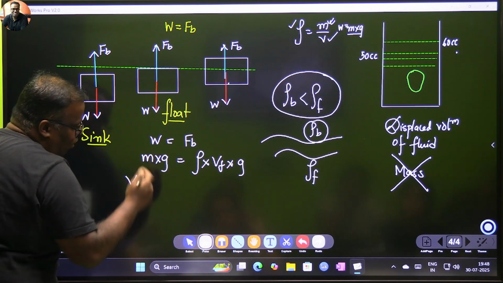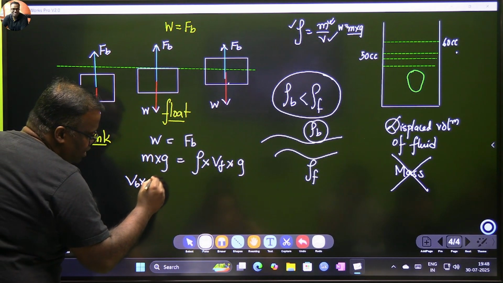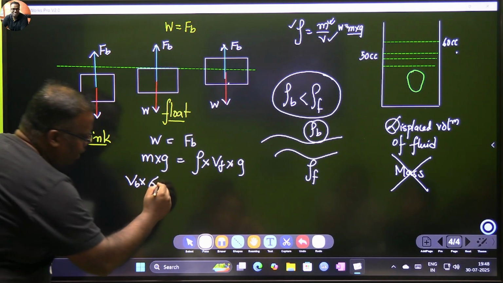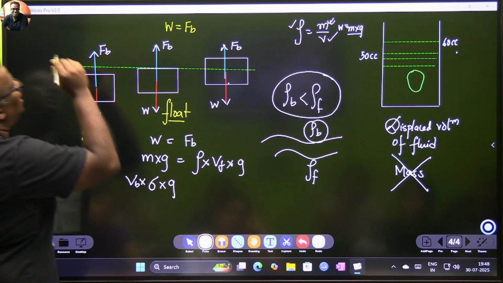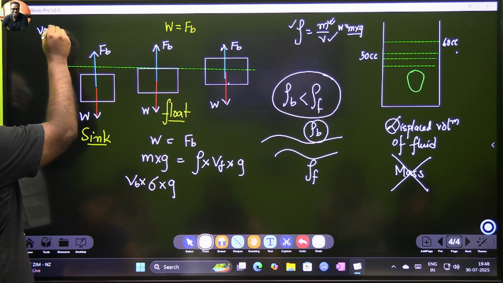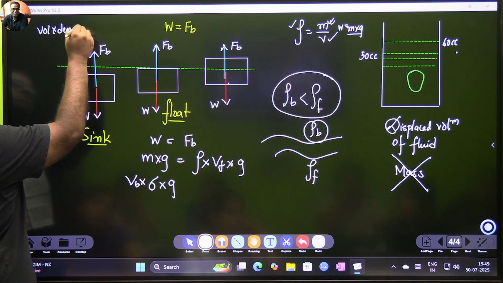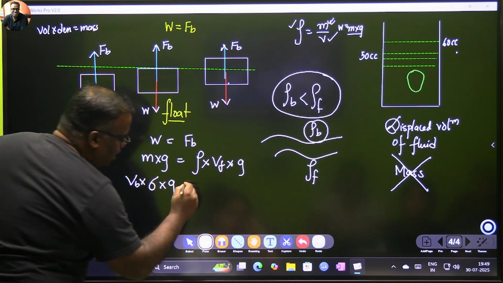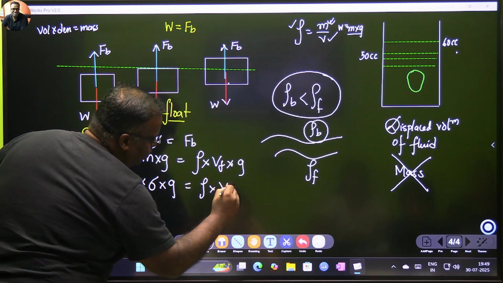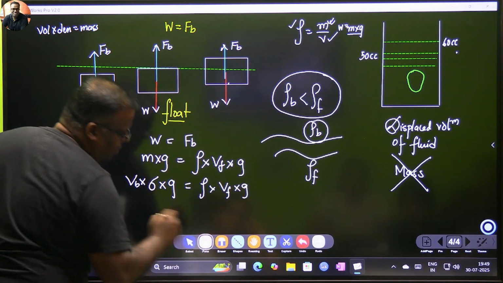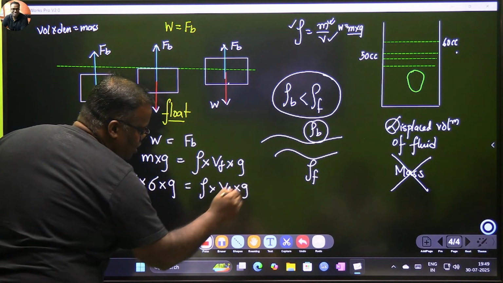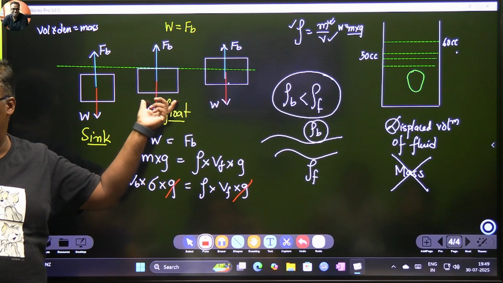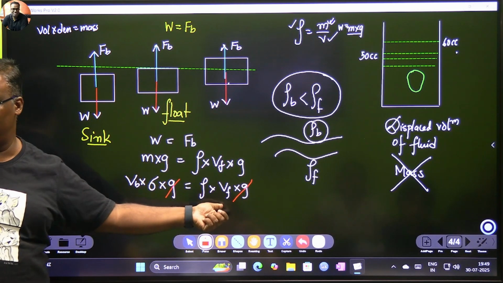The mass of this body is equal to the volume of the body, V_B, multiplied by the density. Since this body has a different density, we have taken its density as sigma. This is sigma, the density of the body, multiplied by g. I hope by now you understand that volume multiplied by density always gives me mass, because density is mass per volume. This is equal to rho into V_f into g. Now look at the mathematical parameters. g and g cancel each other. Since you have fully gone inside, don't you think your volume and the volume of fluid displaced are the same?